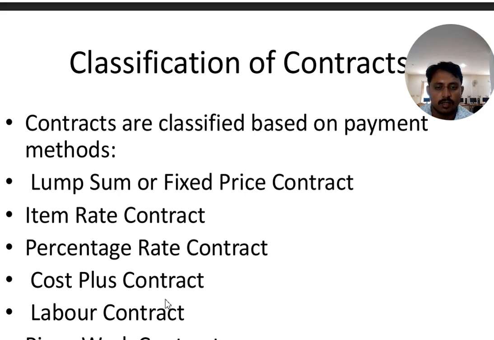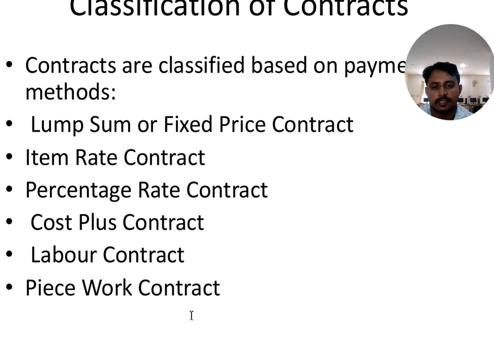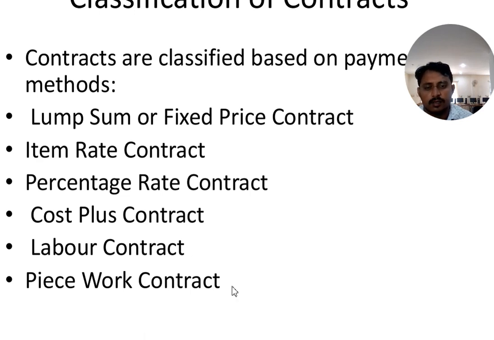Cost plus contract. The cost is the original cost, plus the contract, and then the labor contract. How many laborers are required will be considered as one criterion. The entire labor workmanship, the entire number of workers required for the work, will be decided by one person, who will be the contractor, a piece of work contractor.